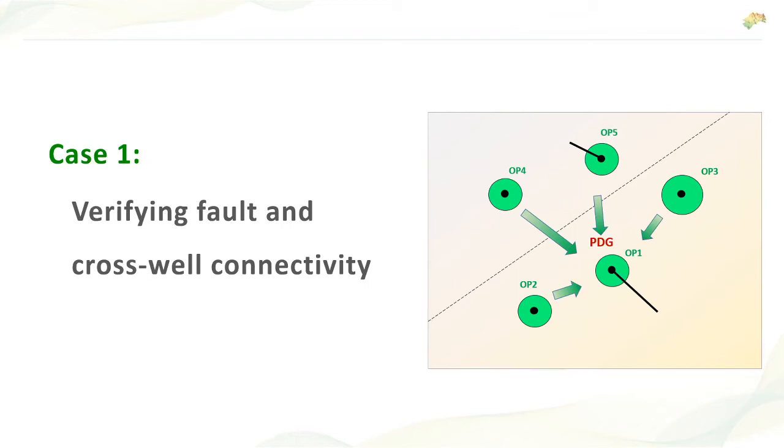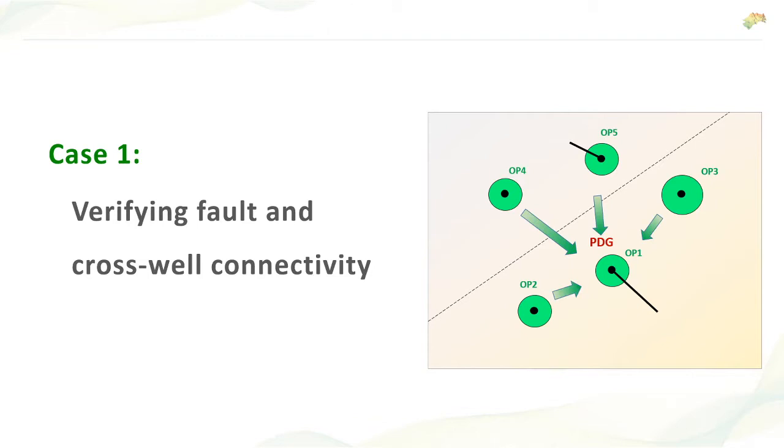Case number 1, very fine fault and cross-well connectivity. So here we are with 5 producing wells. One of them is horizontal. No, 2 of them are horizontal, sorry. All of them are producers, and there is a probable fault just between this group of the wells. You can see it in dotted line, right?